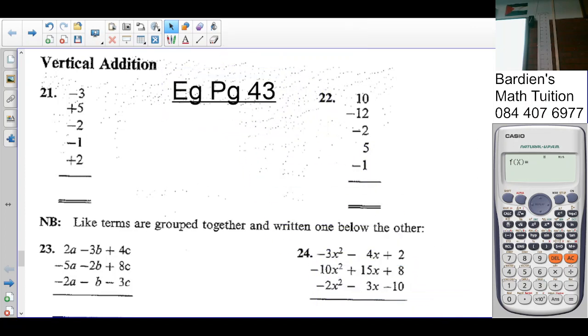Alright. So, vertical addition, as we said, vertical is something that stands up straight. It moves one step onto the other. So, what's negative 3 plus 5? 2. 2 minus 2. 0. 0 minus 1. Negative 1. Negative 1 plus 2? 1. We got an answer of 1? Oh dear. You all got 1, eh?